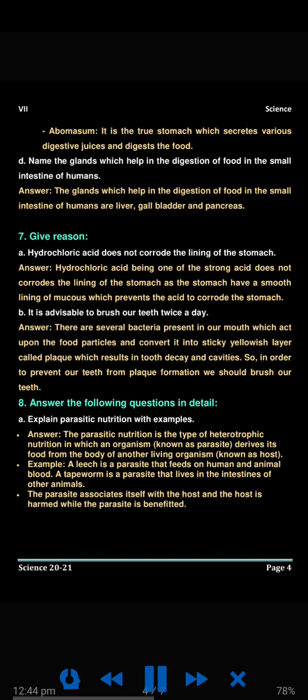8. Answer the following questions in detail. A. Explain parasitic nutrition with examples. Answer: Parasitic nutrition is the type of heterotrophic nutrition in which an organism known as a parasite derives its food from the body of another living organism known as the host. Example: a leech is a parasite that feeds on human and animal blood. A tapeworm is a parasite that lives in the intestines of other animals. The parasite associates itself with the host, and the host is harmed while the parasite is benefited.